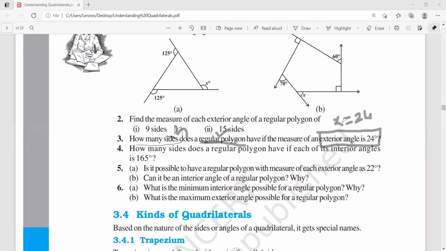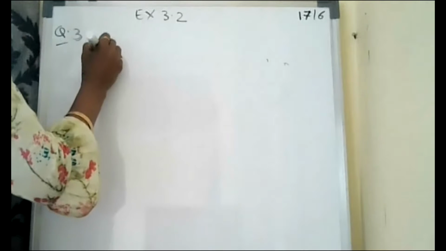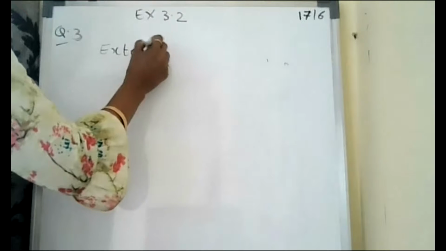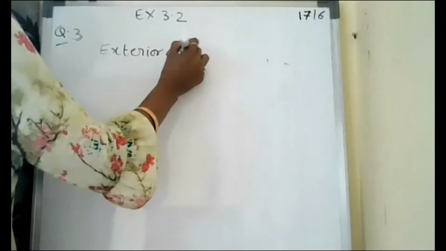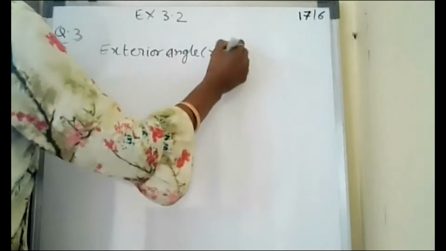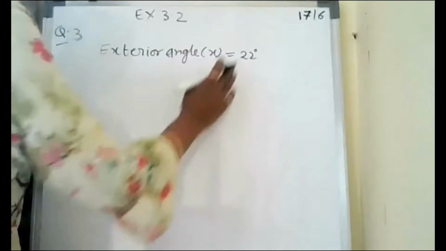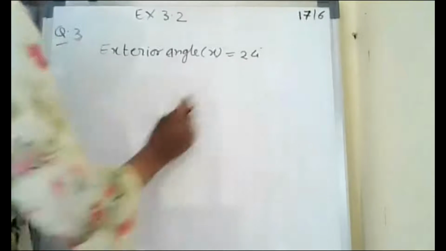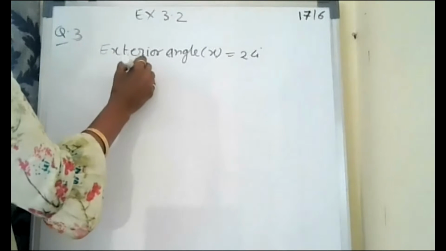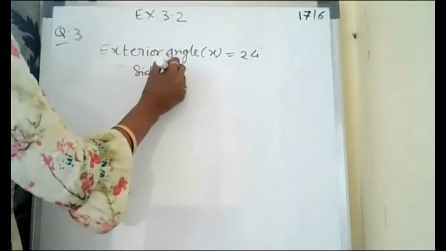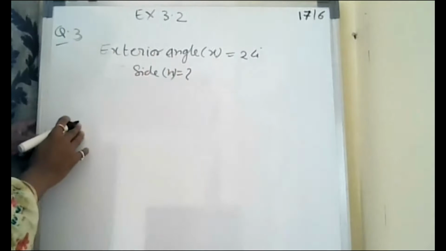So the n and x relation we know. X is equal to 360 upon n. This time n is not given, x is given. So we can calculate the value of n by the given formula. Question 3, given that the exterior angle x is equal to 24 degree, and we have to find the sides. Side means n, we have to calculate.